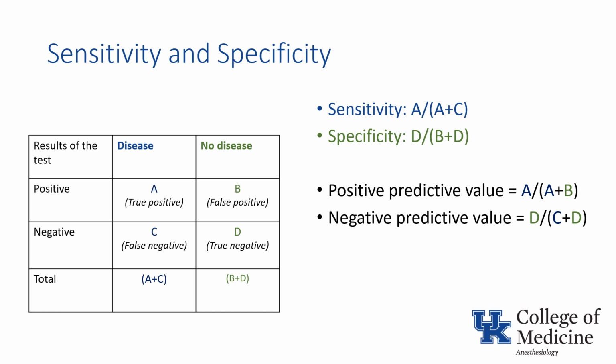And on the other hand, we have to understand a negative predictive value of the test, which answers the question, how likely is it that this patient does not have the disease given that the test result is negative. So once again, the answer is very simple. It is true negative, which is D, divided by the total number of negatives, which is C plus D. I hope that will help you understand the concept.